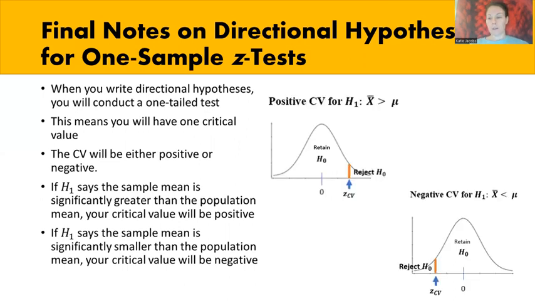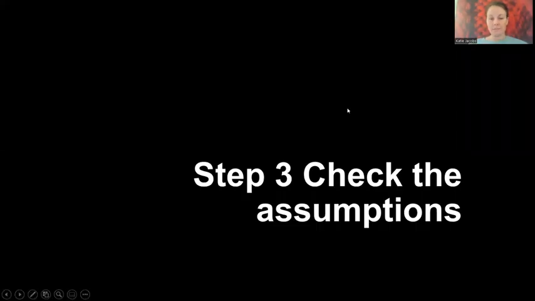So if you see here, I have two drawings of a normal curve. If in our research hypothesis we say the sample mean is significantly larger than the population mean, we see that our critical value is going to be to the right of our normal curve, which means that we will have a positive critical value. However, if we said in our research hypothesis that we thought the sample mean would be significantly smaller than the population mean, we see that our critical value will fall to the left of the center of our normal curve, making that value negative. So our next step in the hypothesis testing steps is to check for our assumptions.